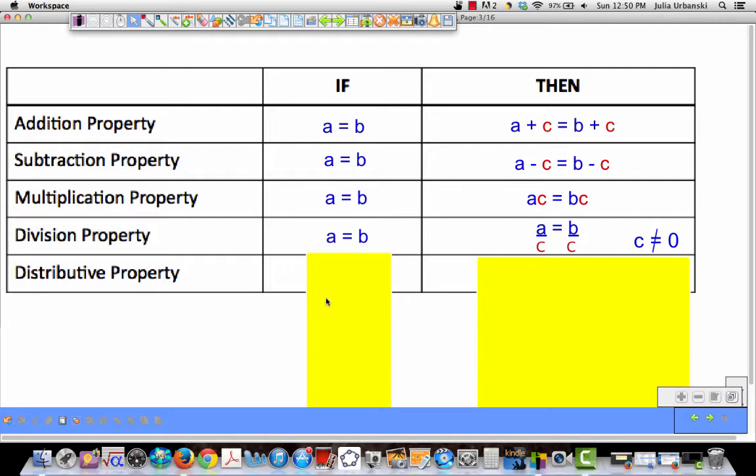The distributive property, you will recognize this one for sure. A times parentheses B plus C. You're allowed to take that A and multiply it by everything inside the parentheses, so it looks like A times B plus A times C. The A gets multiplied by everything that was on the inside. Okay, pause if you need to and go back and fill these boxes in.